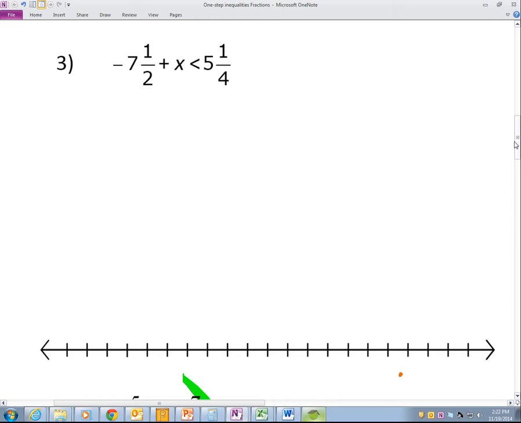First thing we're going to do is we're going to create improper fractions. So I'm going to rewrite this as being negative 15 over 2 plus x is less than 21 over 4.